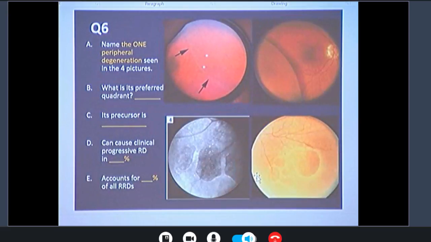Now, there is one single peripheral degeneration that you see in all these pictures. So if one picture is not clear, look at the other pictures. They all represent the same lesion, okay? There are different pictures of different patients, but of the same thing.